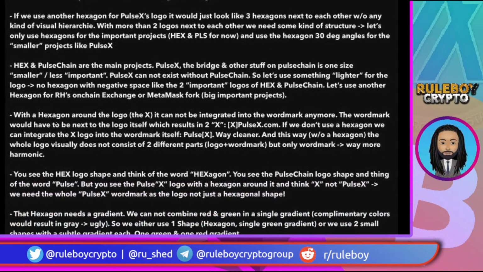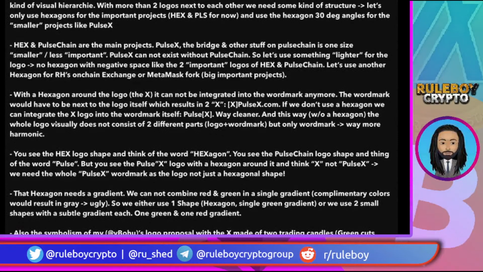The next one he's saying is that Hex and Pulse Chain are the main projects. Yes. PulseX, the bridge and other stuff on Pulse Chain, is one size smaller, or less important. PulseX cannot exist without Pulse Chain, which is right. PulseX is on Pulse Chain too, right? Important logos of Hex and Pulse Chain. So let's use another hexagon for Richard Hart's on-chain exchange or MetaMask fork. So big, important.